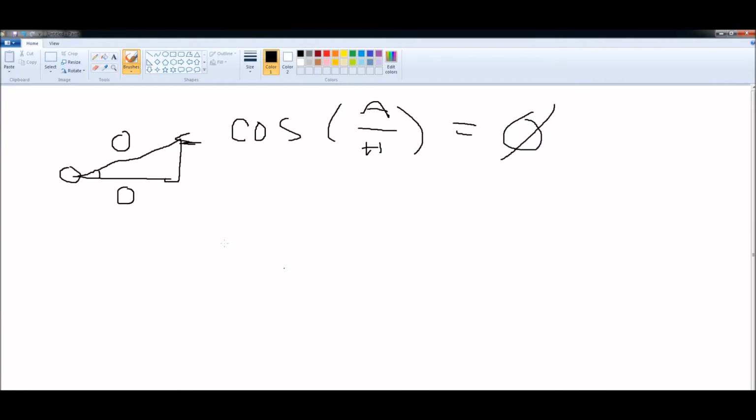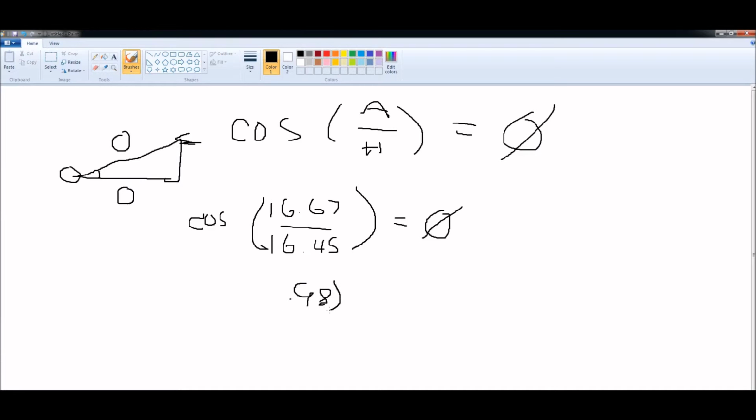So before, like we found, that would be 16.67 divided by 16.45, cosine, equals our theta. If you work this out, it's the cosine of 0.98 is our theta, and that will be 55 degrees. So that means that the ball was kicked at a 55-degree angle from the ground to the crossbar.